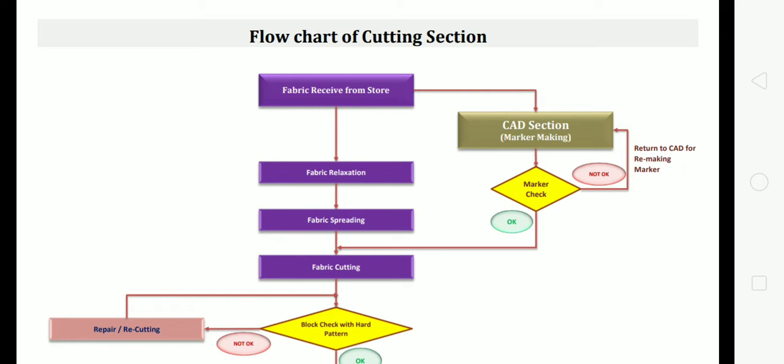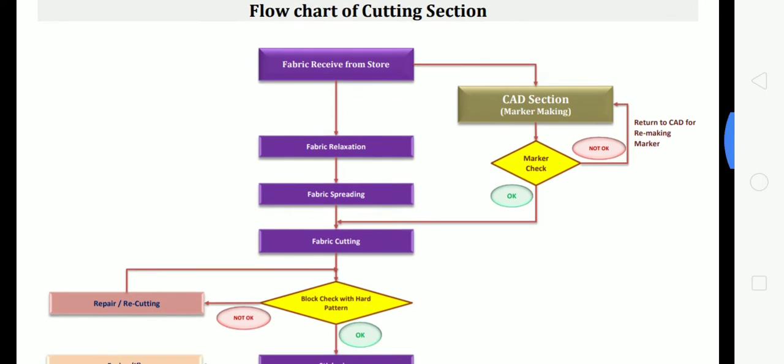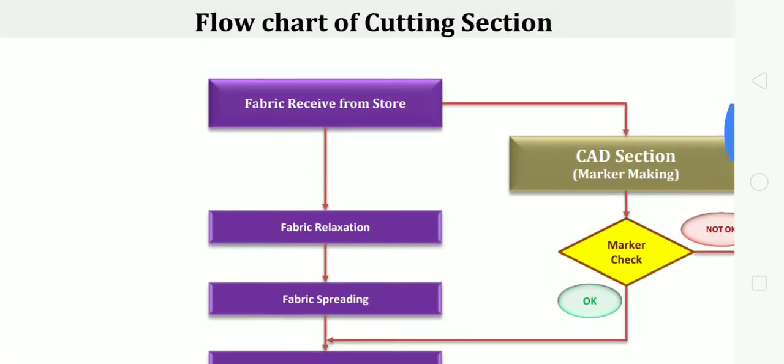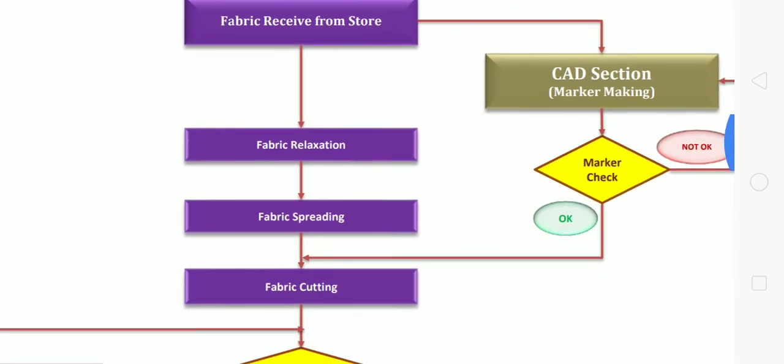Today our topic is the flowchart of the cutting section. Fabric is received from the store, and the store receives fabric from the dyeing section. Then comes fabric relaxation and fabric spreading. According to fabric type, fabric is relaxed for 12 to 24 hours.